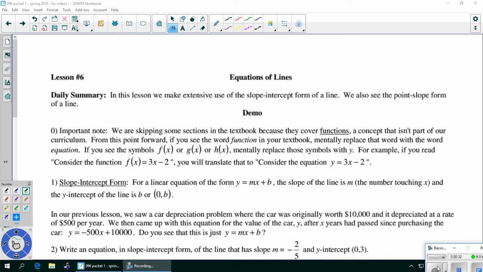For example, if you read, consider the function f(x) equals 3x minus 2, you will translate that to consider the equation y equals 3x minus 2. And then you're back in familiar territory.